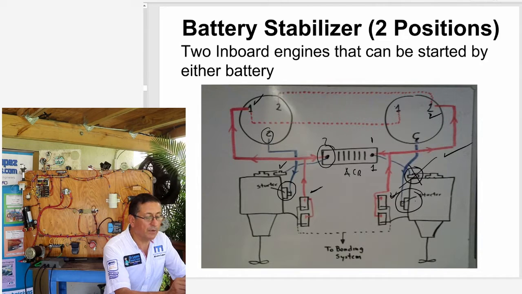In this particular case, if one alternator is broken, with this alternator, I can keep both battery banks, this and this, properly charged. If the other battery alternator is broken, with this battery alternator, I can keep both battery banks fully charged. This is an excellent design.